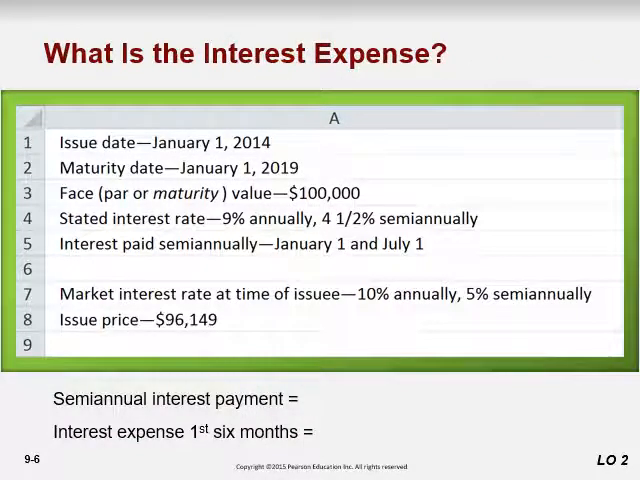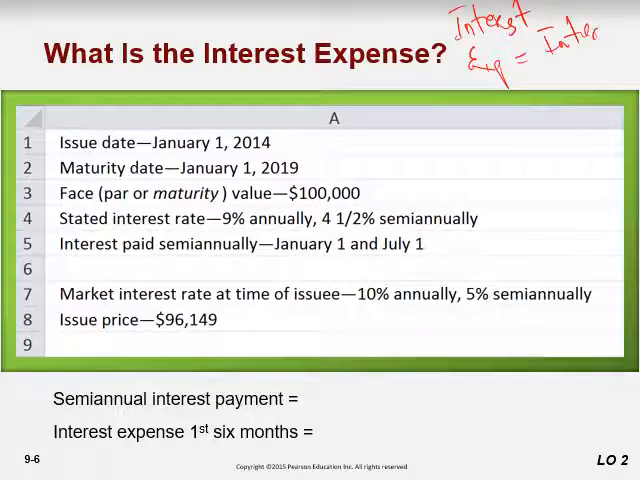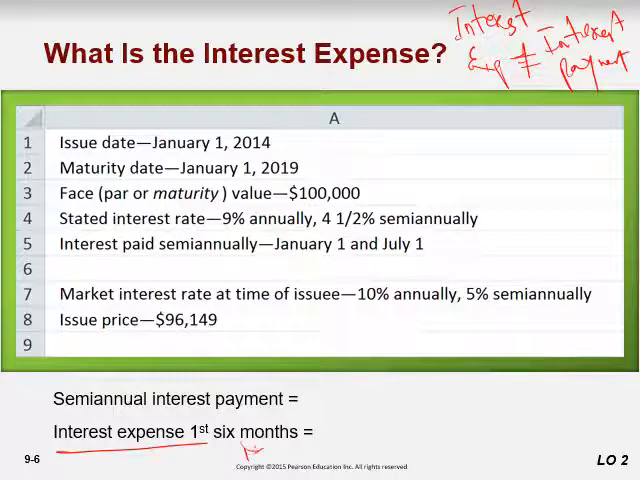When the bond is issued at par, the interest expense is equal to the interest payment. Why? Because the market rate is equal to the coupon rate. But in the case of a discount, these two are not equal. Why? Because the value of the bond is different from the face value, right? So interest expense is calculated based on the market rate, and interest payments are based on the coupon rate, right?